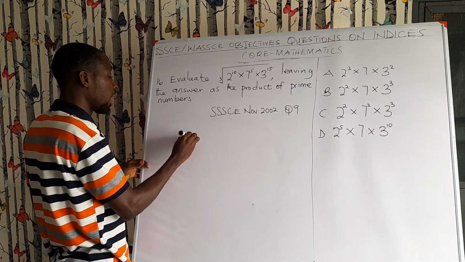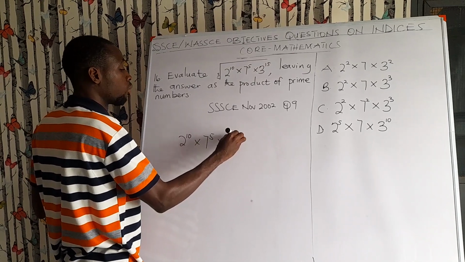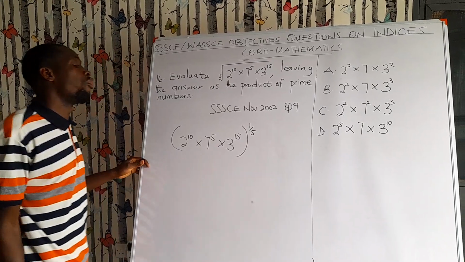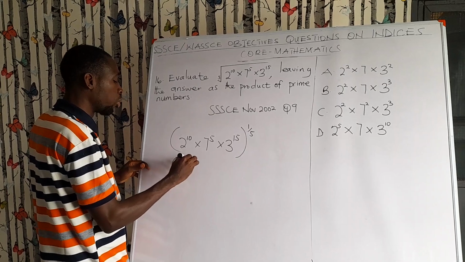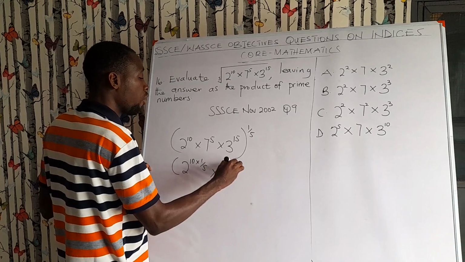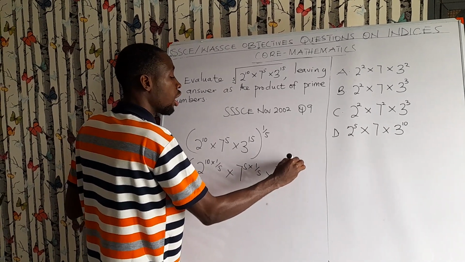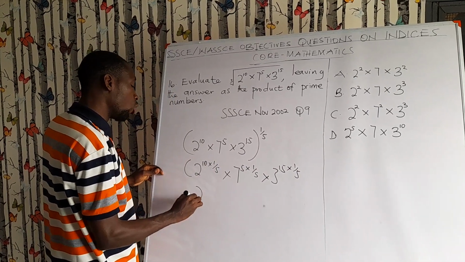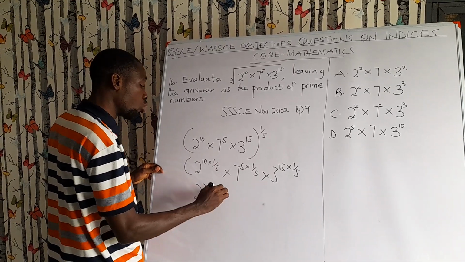We have 2 exponent 10 times 7 exponent 5 times 3 exponent 15, all raised to the exponent 1/5. Since it is multiplied, we can distribute the 1/5 over it. We have 2 exponent 10 times 1/5, times 7 exponent 5 times 1/5, then times 3 exponent 15 times 1/5. So 10 times 1/5 will be 2, so that is 2 exponent 2.